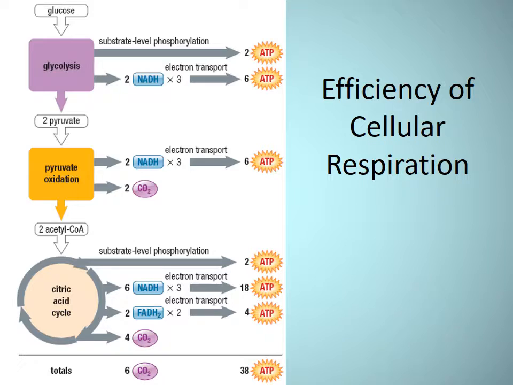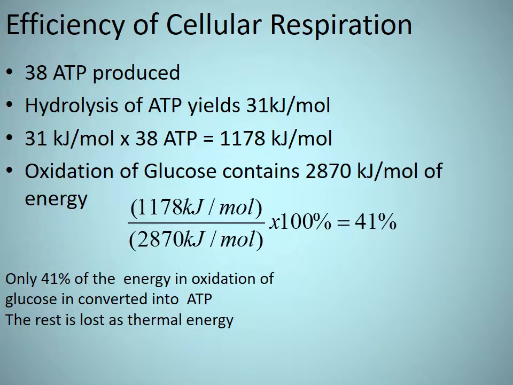Right? Now let's take a look at the efficiency of cellular respiration. There's actually a question in one of your assignments right here. If there's 38 ATP that are produced in the cell, and the hydrolysis of ATP yields about 31 kilojoules per mole of free energy, well, 31 times 38 is about 1,178 kilojoules per mole. Well, the oxidation of glucose is essentially the release of 2,870 kilojoules per mole.